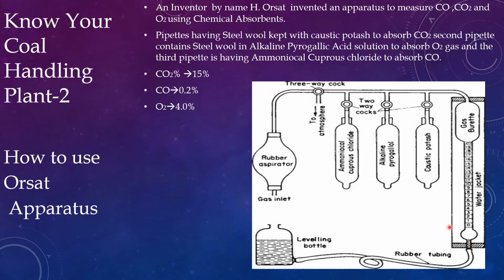Then we have to raise the bottle so that the water level will increase and push the flue gas to this pipette, where it will get absorbed. We have to do the raising and lowering of this bottle repeatedly. Then we can see the rise in the level, which is the amount of carbon dioxide. Then we have to go for oxygen using the alkaline pyrogallol. Then for the third one, we see CO absorption in the ammoniacal cuprous chloride.